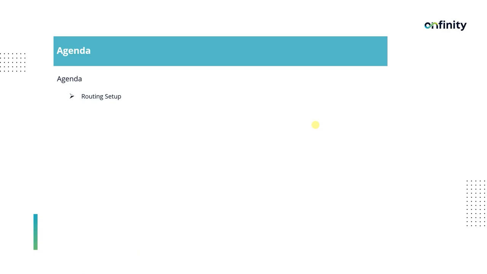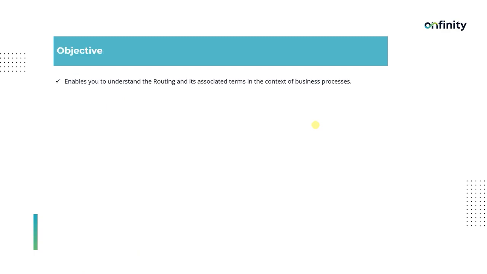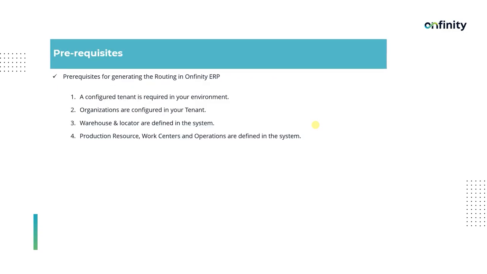So this is our agenda. The objective enables you to understand the routing and its associated terms in the context of business processes. Prerequisites for generating the routing in Onfinity ERP are that a configured tenant is required in your environment. Organizations are configured in your tenant. Warehouse and locator are defined in the system. Production resources, work centers, and operations are defined in the system.